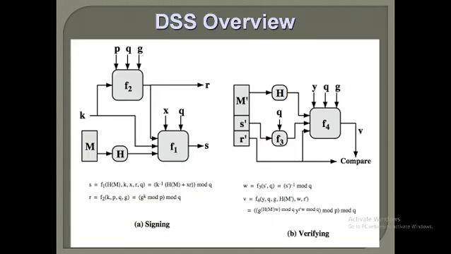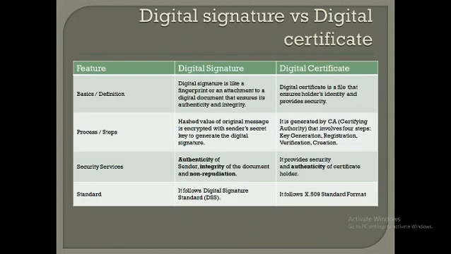So this is the DSS overview. So here we have complicated functions applied to generate the signature R, S. And for verification also, complex functions are applied and it is verified. So it is a very powerful standard.